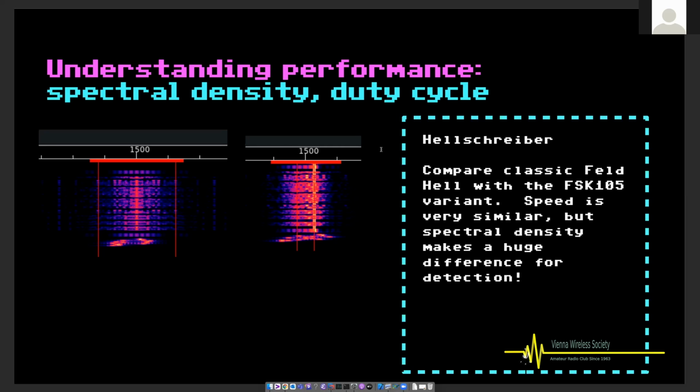So a lot of times the way this would show up is if you're looking through your menu of modes, if you know that you need to punch through some interference or bad propagation, then you might choose the narrower one. Might be a slower speed, but it's going to punch through a lot better.